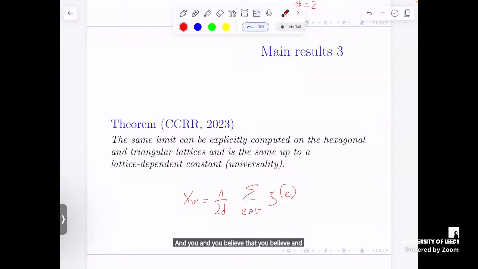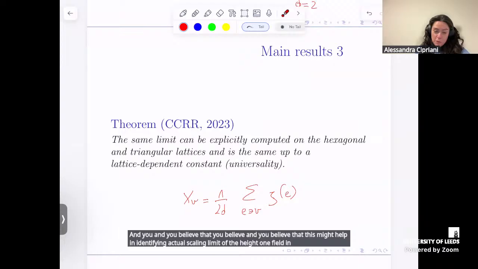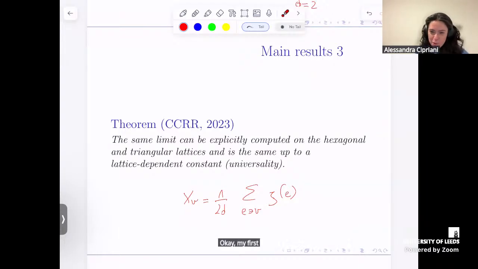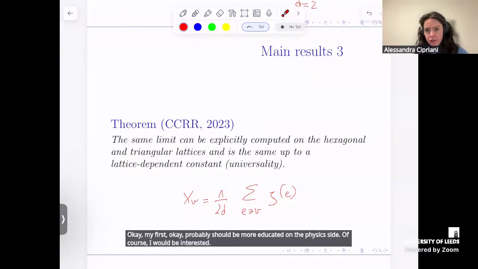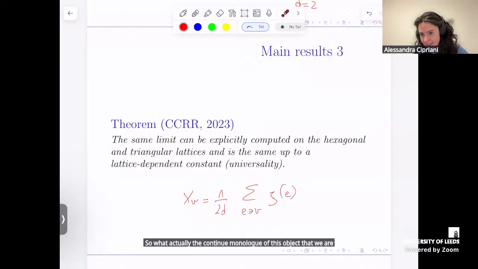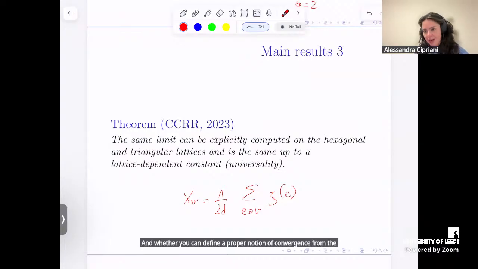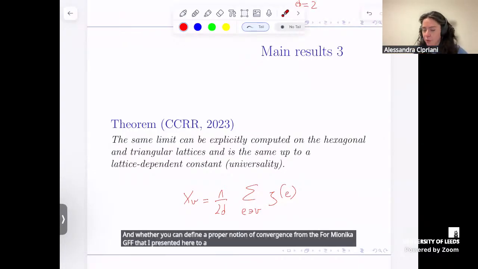And you believe that this might help in identifying the actual scaling limit of the height 1 field, in a way? Okay, probably I should be more educated on the physics side. Of course, I would be interested. It would be interesting to see what this scales to, what the continuum analog of this object looks like, and whether you can define a proper notion of convergence from the fermionic GFF that I presented here to a continuum limiting object. Personally, I would definitely be interested in that.